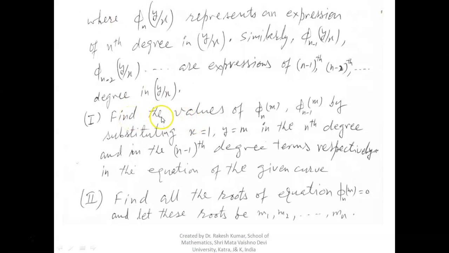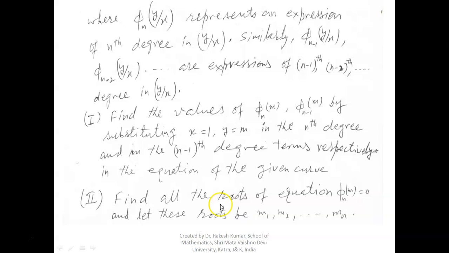Now what are the steps to find the asymptotes? Find the values of phi n(m) and phi n-1(m) by substituting x equal to 1 and y equal to m in the nth degree and (n minus 1)th degree terms respectively in the equation of the given curve. So this we have to do first.